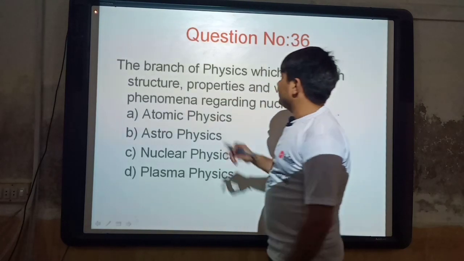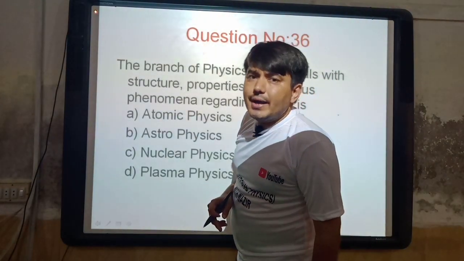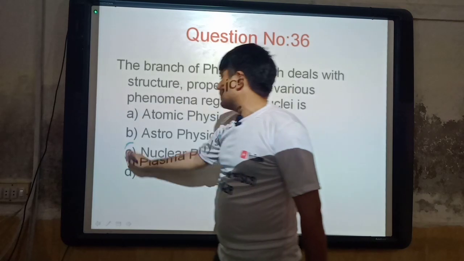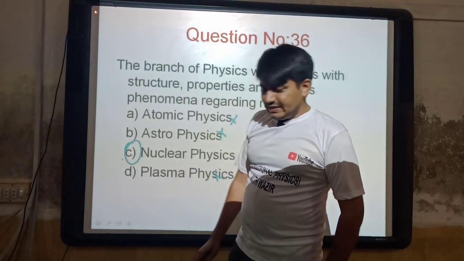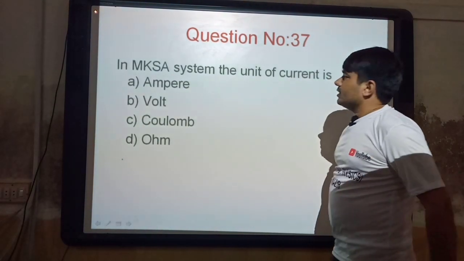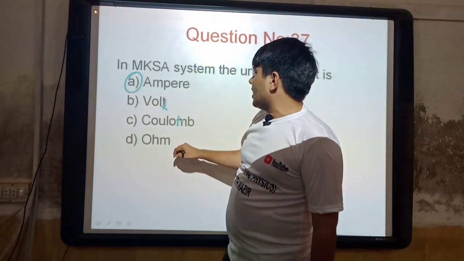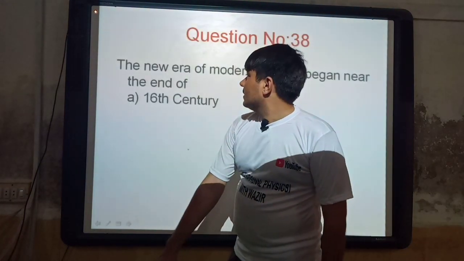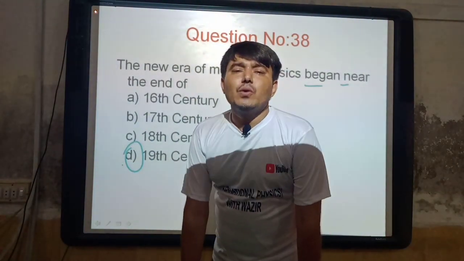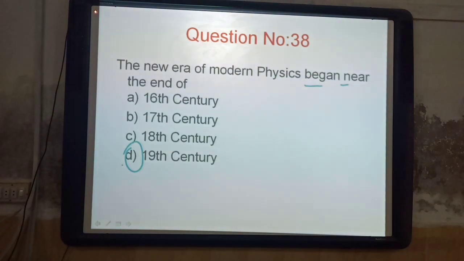Question 36. The branch of physics which deals with the structure, properties and various phenomena regarding nuclei. Atomic physics, no. Astrophysics, no. Plasma physics, no. The correct option is C. It's nuclear physics. Another question for you. In the MKS system, the unit of current is ampere. Volt is not, coulomb is not, ohm is not. The new era of modern physics began near the end of the 19th century.